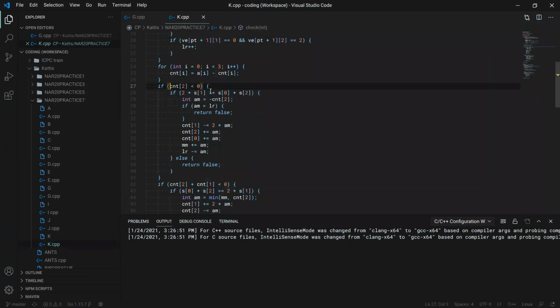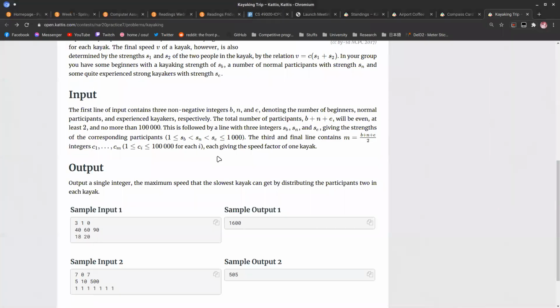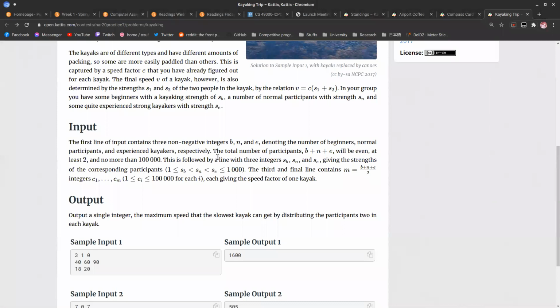Yeah, so this is the check. I think my solution requires a lot less thinking. I literally just go through, and it has higher complexity. My solution requires order M for each binary search iteration. I literally go through every kayak and try to assign two people greedily to make it work above the threshold.